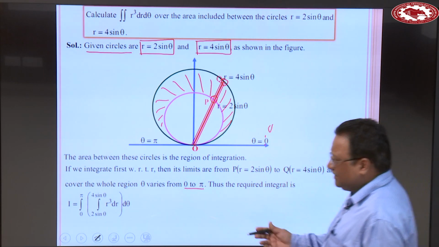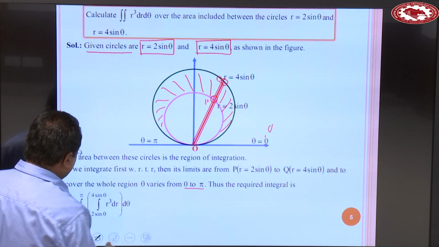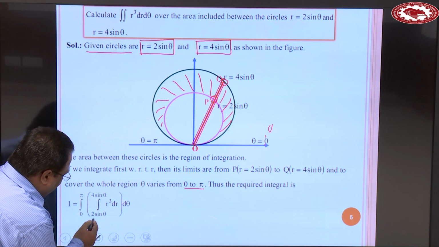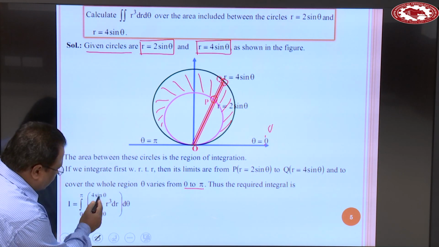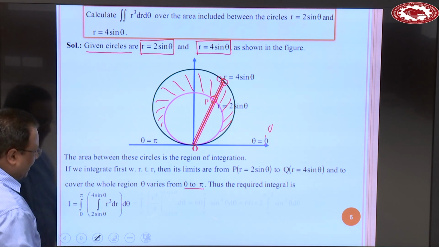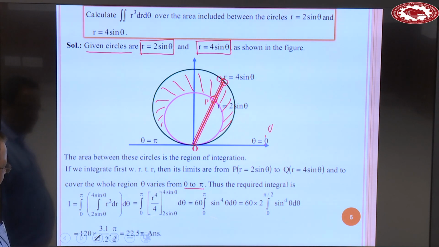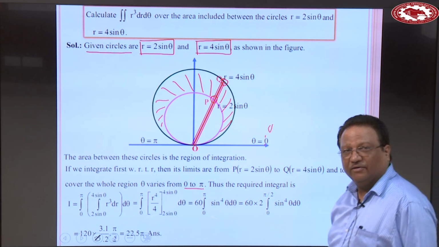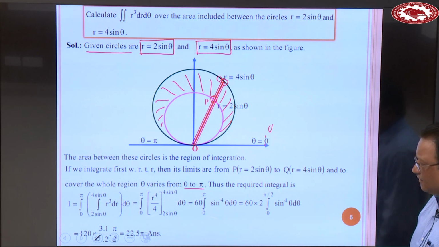So the required integral becomes the integral of r cube dr d theta. For r cube dr, r1 to r2 means 2 sin theta to 4 sin theta. Solve this inner integral, then the outer integral from 0 to pi. When you solve this integral, you will get 22.5 pi. This one is the answer of this problem.